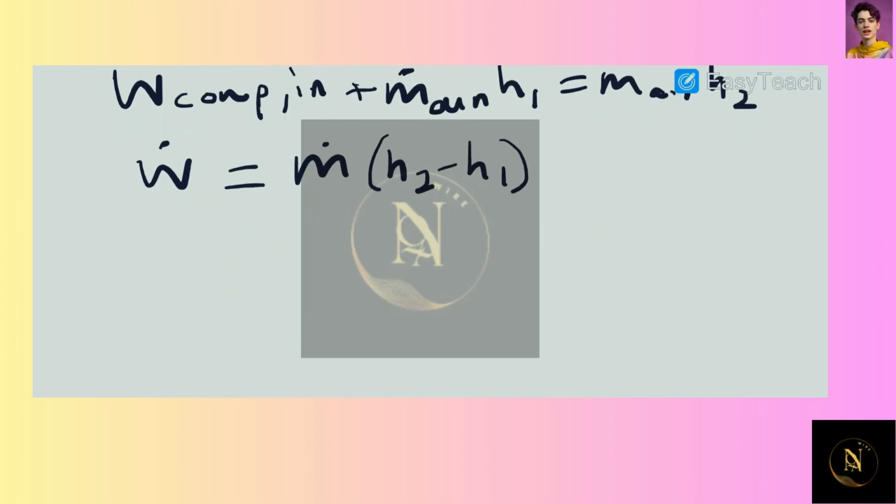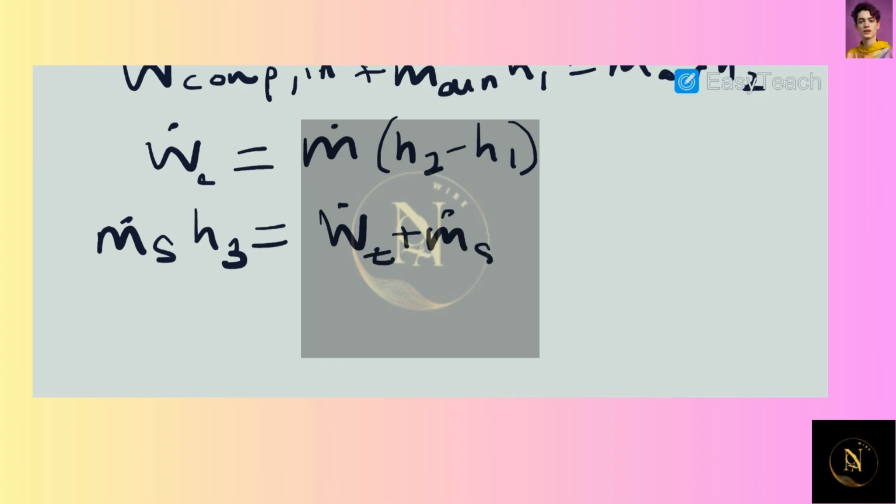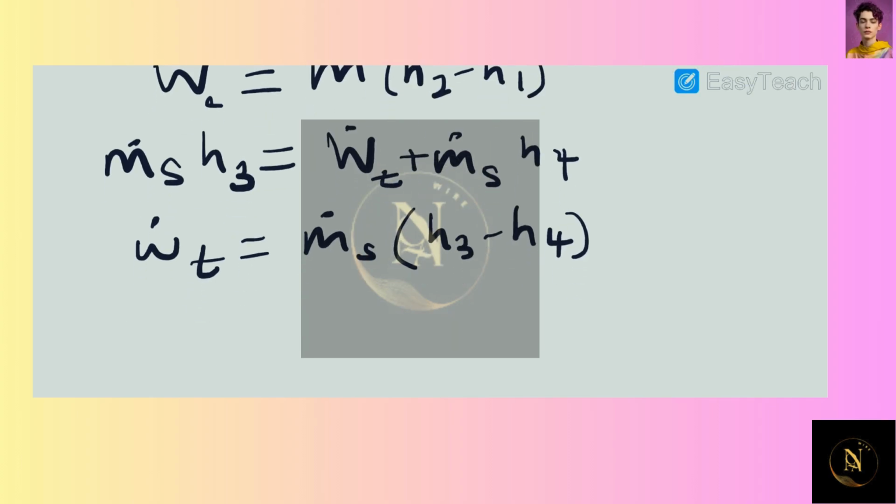Solving for the work of the compressor, this gives us W dot equal to m dot (H2 minus H1). Now, if we look at our turbine, we see that m dot steam times H3 is equal to the work produced by the turbine plus m dot steam times H4. Solving for the work extracted by the turbine, this gives us m dot steam (H3 minus H4).